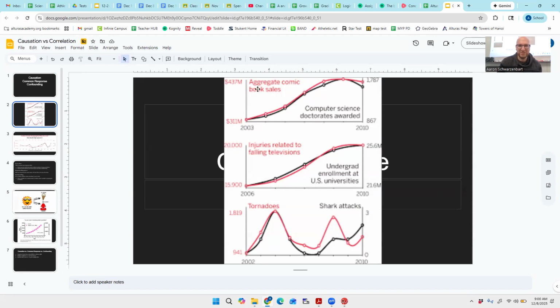I like this one: aggregate comic book sales and computer science doctorates awarded. That might have some causation in it. Injuries related to falling televisions and undergraduate student enrollments. That also might have some level of causation. I'm not sure on that one. But the falling TVs, people moving into dorms. The more people move into dorms, the more injuries related to falling TVs, probably.